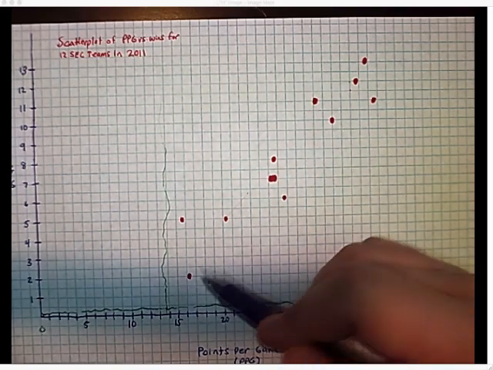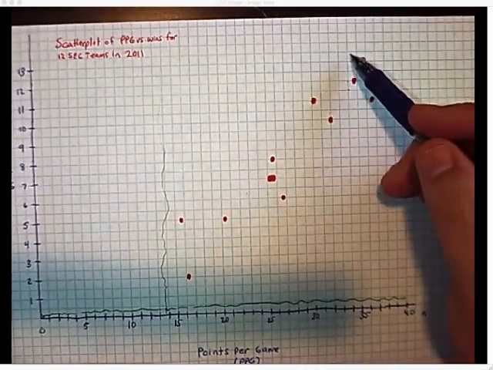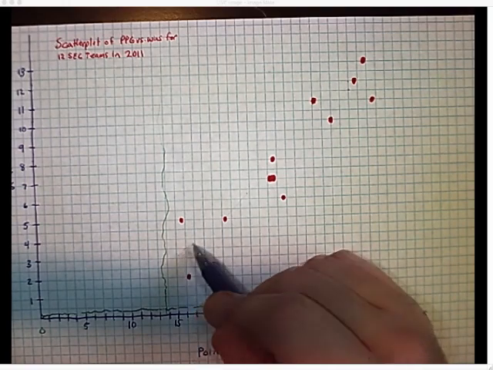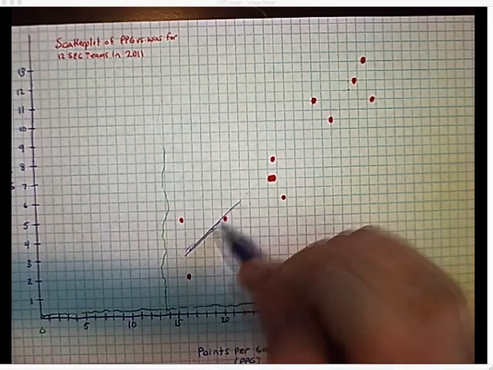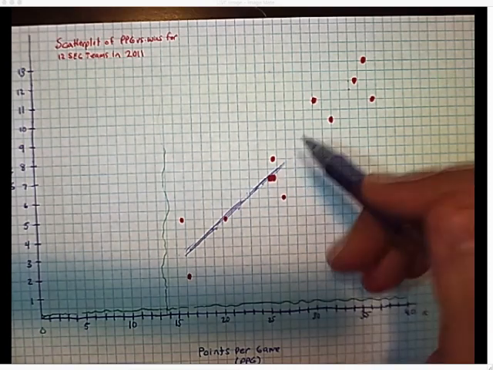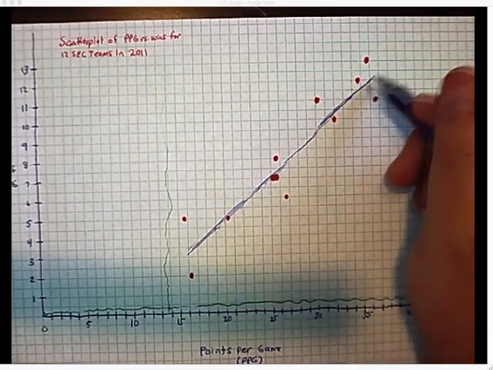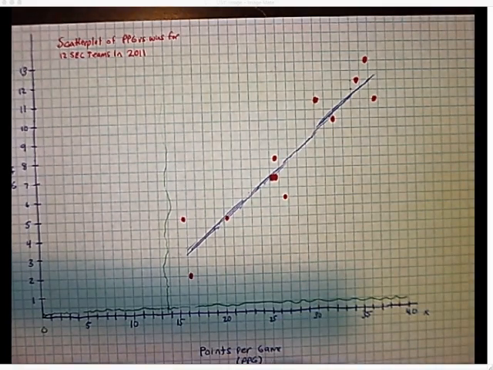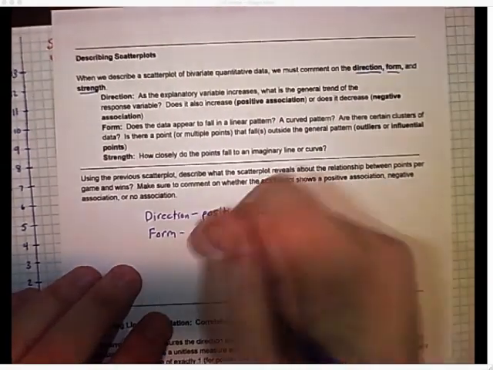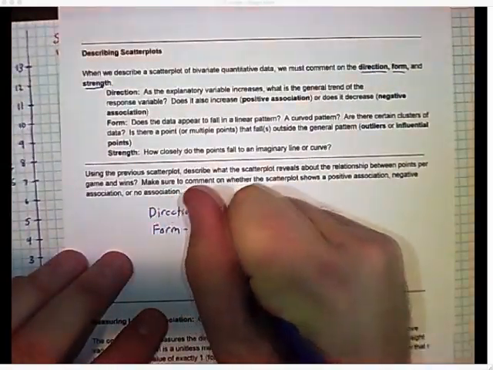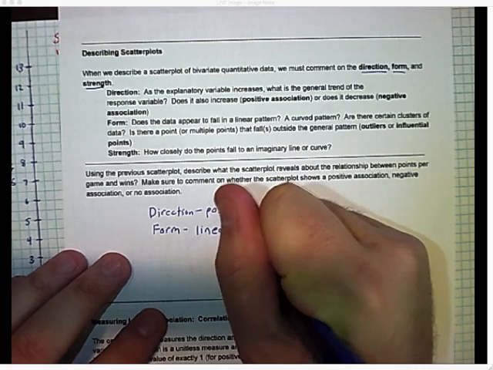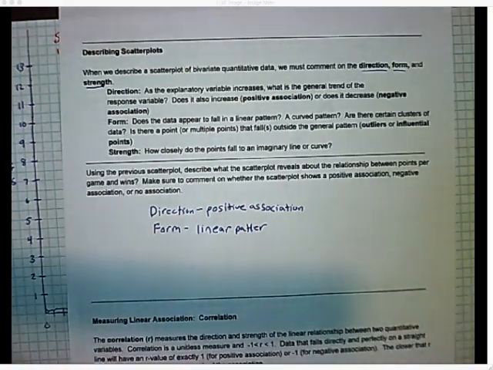Okay, it doesn't look like all these points are in a curve pattern. I could draw in a line. If I try to draw a line in between most of those points, maybe the line would look something like that. All of those points are fairly close to that line. If I drew in a line, all the points are still fairly close to it. So when I talk about the form here, I can say that it is in a general linear pattern.